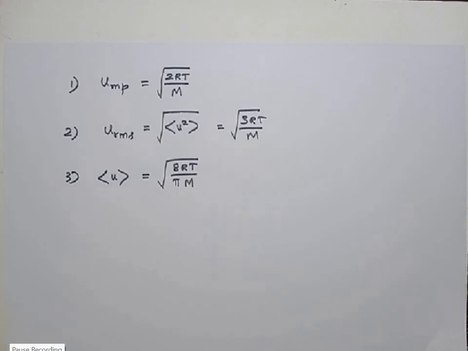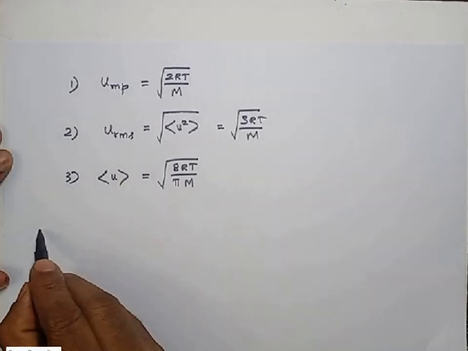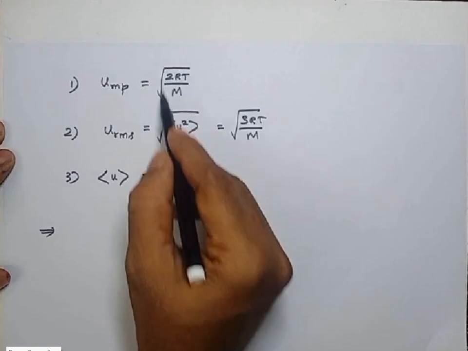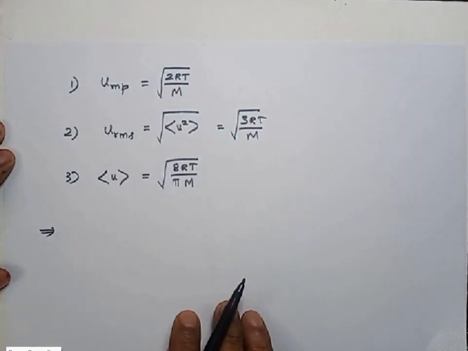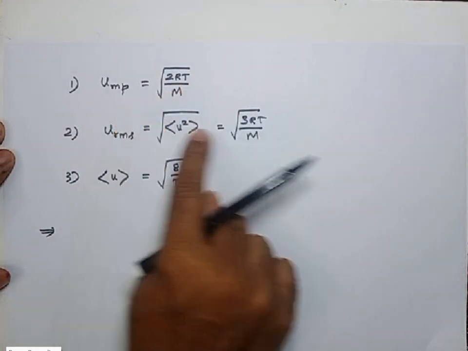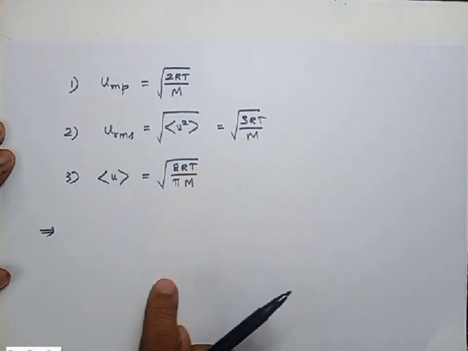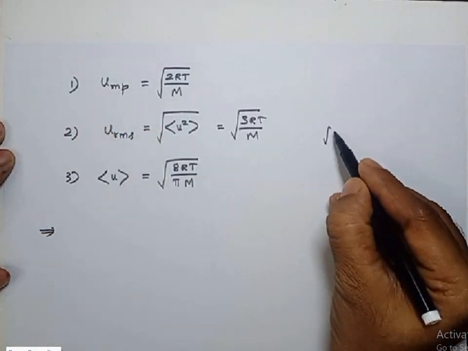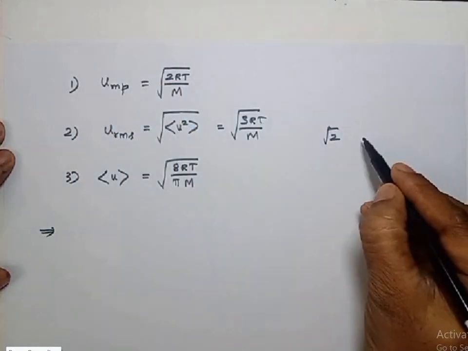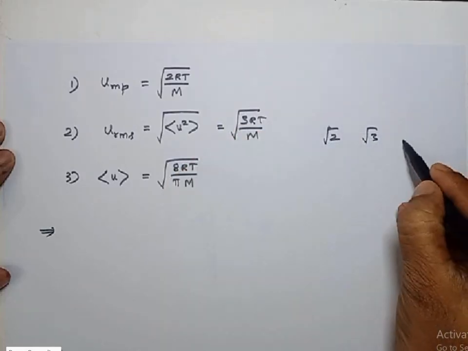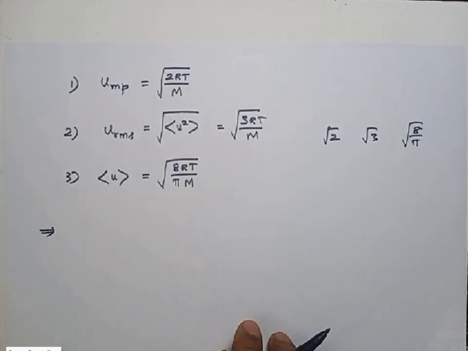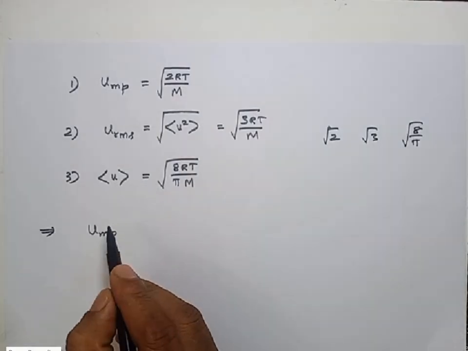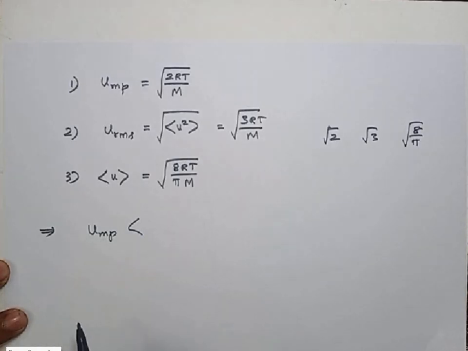Try to remember all these things. Listen, I am going to compare these velocities. In all these, RT by m is common. Here I have RT by m, here I have RT by m, here also I have RT by m. Now, we have to compare square root of 2 here, square root of 3 here, and square root of 8 by pi here. Among the three, which one is larger? Among the three, most probable velocity has the lowest value.